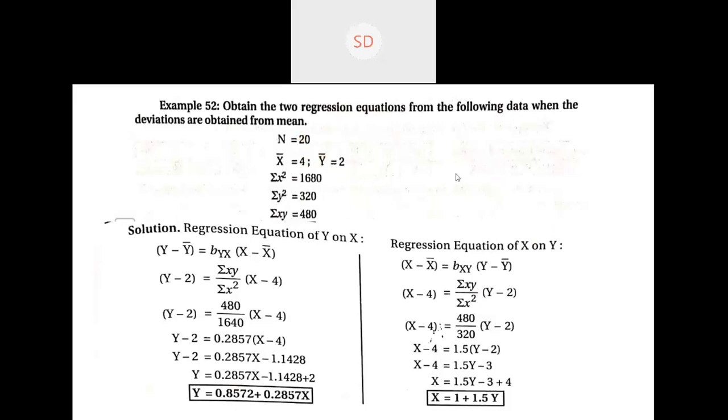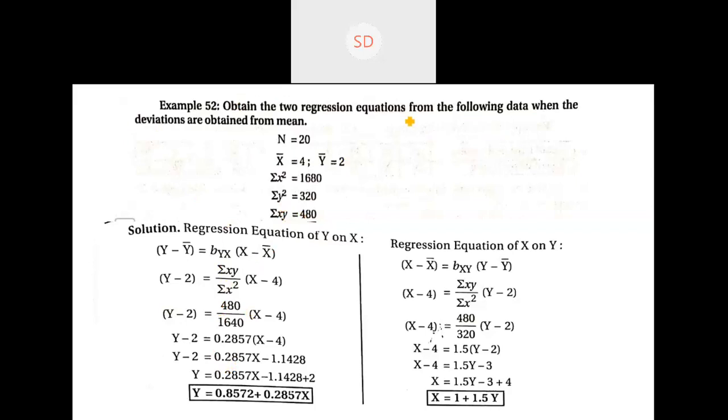Okay, the last question for today's class. Obtain the two regression equations from the following data when the deviations are obtained from mean. Here they have not given us the data. You need not calculate anything as such like x square, y square, but they have given us the direct totals of the calculation. Fine. So let us use these data and just form the equations. This can be asked for 6 marks, such type of data. But be careful which type of regression equations are they asking us to do.